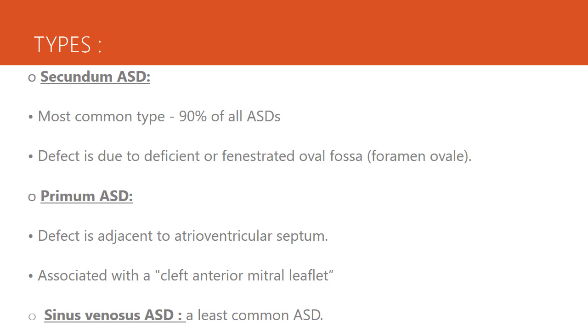The second most common is primum ASD, and this type is located lower in the atrial septum near the tricuspid and mitral valves and adjacent to the atrioventricular septum. Because it is located near the valves, it is associated with cleft anterior mitral leaflet and other valvular abnormalities, and it is also associated with Down syndrome. The third one, which is the least common type, is sinus venosus ASD, and it is located near the superior vena cava or inferior vena cava, where these veins are connected to the right atrium.